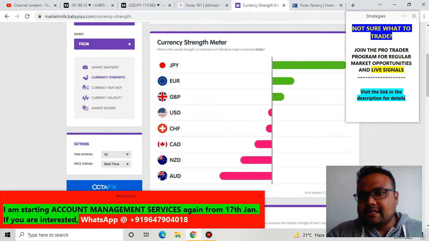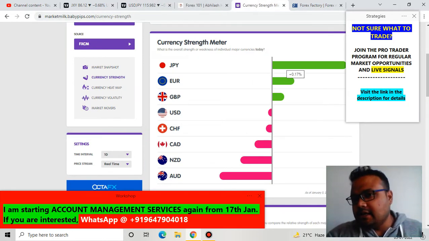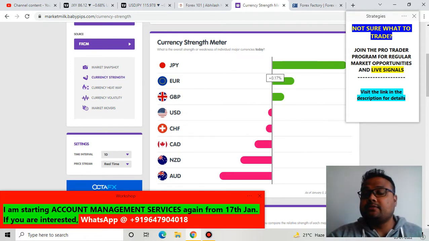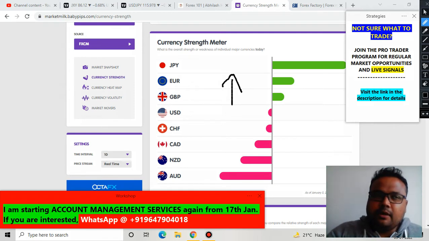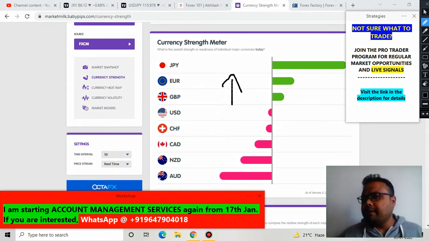Keep in mind, this is the currency strength meter. Just look at JPY, Japanese yen. Japanese yen is the strongest currency for the day. So there is a possibility of some kind of correction in the JPY pairs, because whenever JPY goes up, we see USD JPY, GBP JPY, all the JPY pairs going down, some correction. So let's be careful as well.